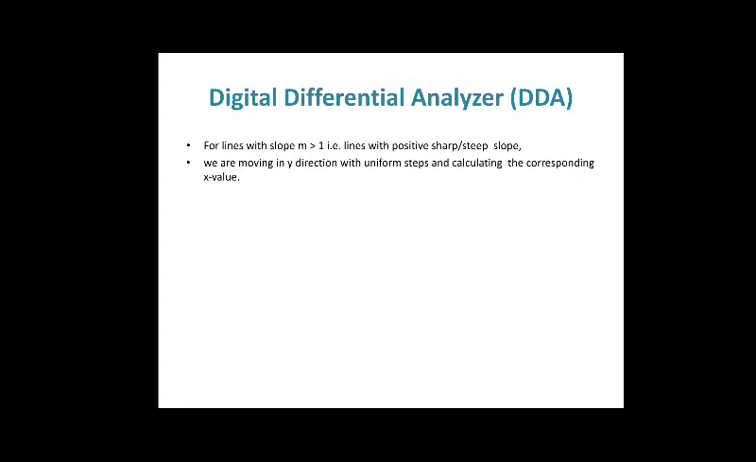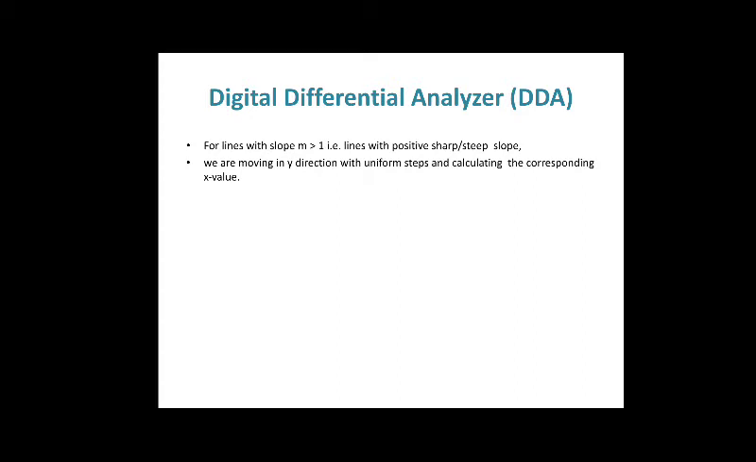When I am talking about a steep or sharp slope, whenever m is greater than 1, in that case we are saying that the line is having a positive, sharp or steep slope, right. So, we are moving in the y direction by uniform steps, whereas we have to calculate the x coordinate. Now, here the concept is reverse. Here we are incrementing the y coordinate by 1, and for that we are calculating the corresponding x coordinate.